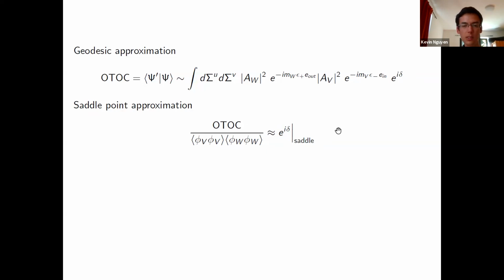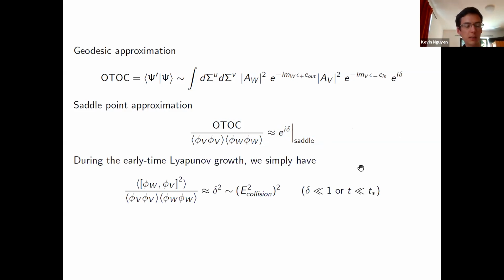So, okay, this is basically the final formula that we propose in the geodesic approximation and in the saddle point approximation. You see that it's very compact. And before applying that to any case, we can already see how the exponential Lyapunov growth will appear. In particular, if you restrict to times that are smaller than the scrambling time, by definition, that means that you're looking at delta much smaller than 1. So when you go to the commutator squared and you expand in delta, the first term that you find is delta squared.